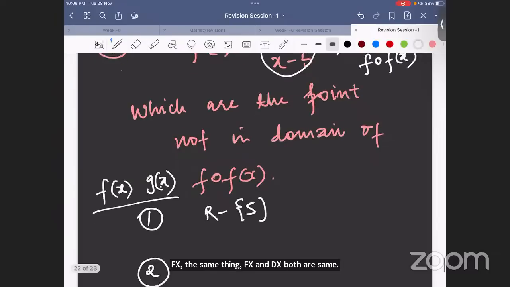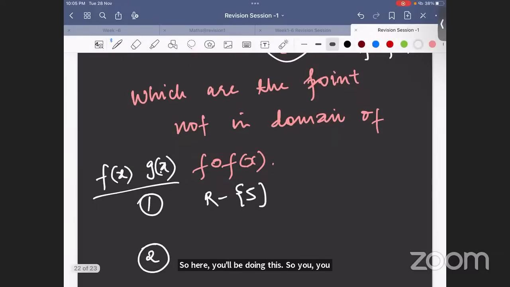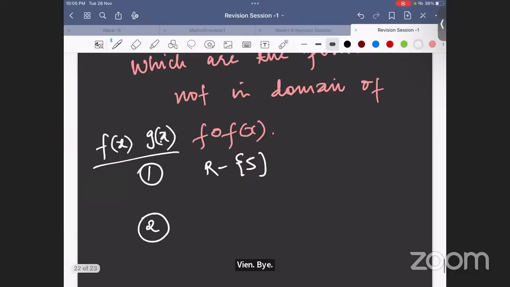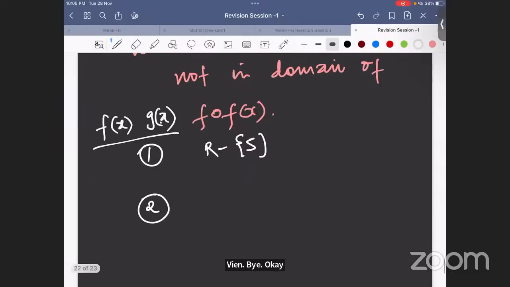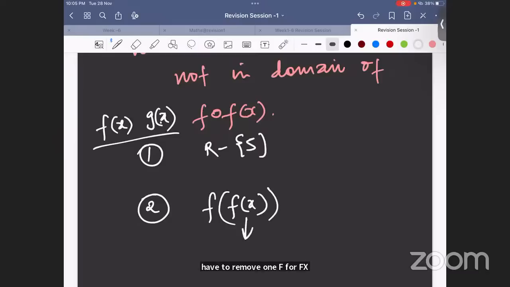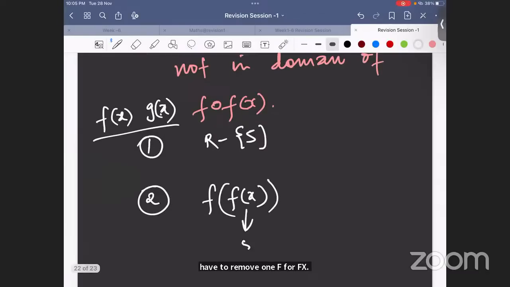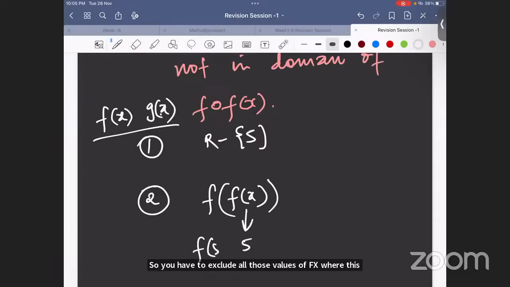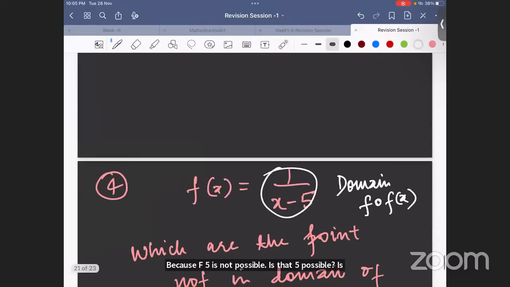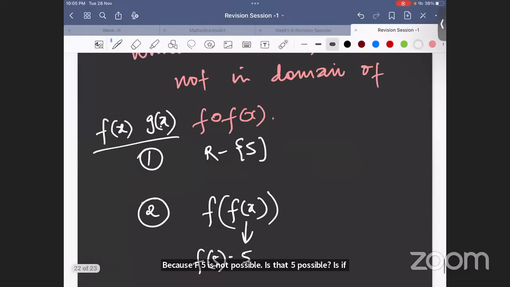But the second condition, what did I say? You have to remove all those values of x where g(x), whatever you are calculating, is not in the domain of f(x). Here f(x) and g(x) both are the same, so you have to remove what? f of f(x). So you have to exclude all those values of x where f(x) is equal to 5, because f(5) is not possible. Is f(5) possible? No. So you have to exclude all those values of x where f(x) is 5.